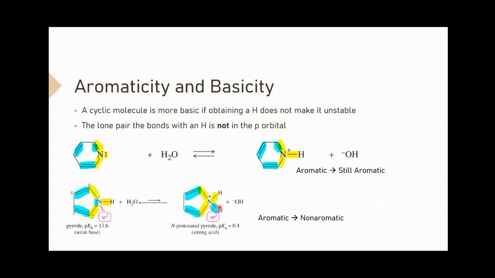However, if I have something like this, where I have 6 pi electrons over here, and I use 2 lone pairs to grab a hydrogen, it went from being sp2 to sp3. So it went from aromatic to non-aromatic, and so this reaction will not be favorable, meaning it is not basic. It's basic when it can grab a hydrogen.